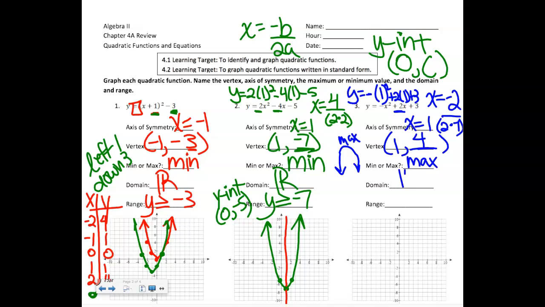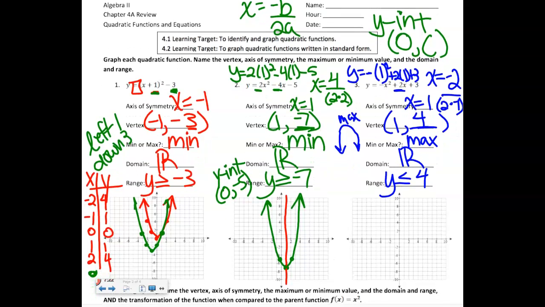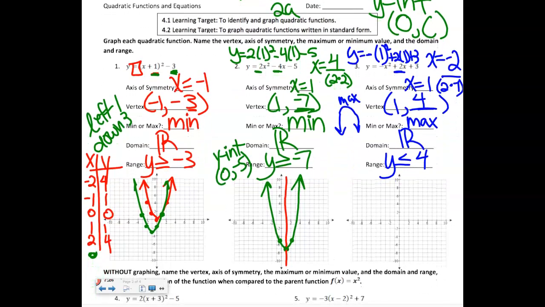Our domain is all real numbers, but because it's upside down, it means all of our y's are going down. So I'm going to say y is less than or equal to, and again, whatever in this y spot, so 4. All right, now reminder, there's one point we're not going to tell you to find, but you need to know our y-intercept is 0, 3.